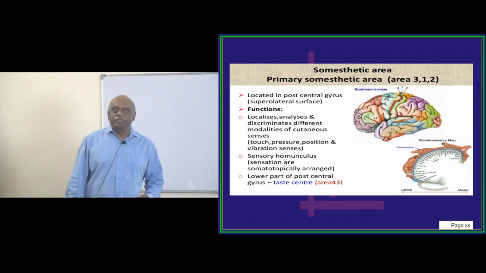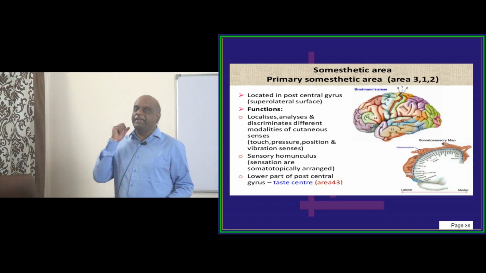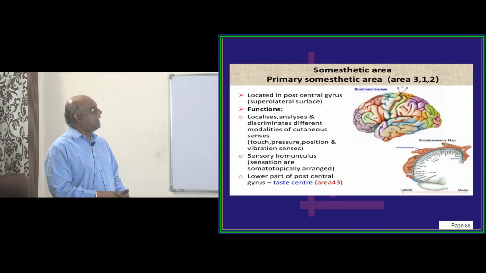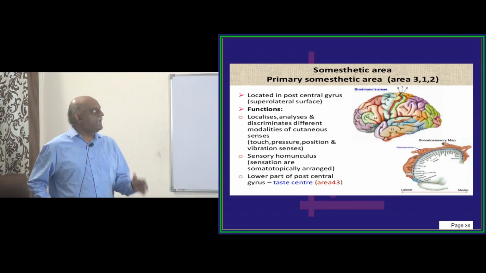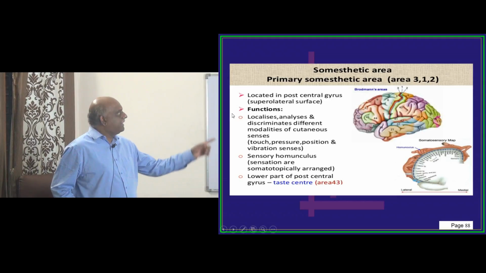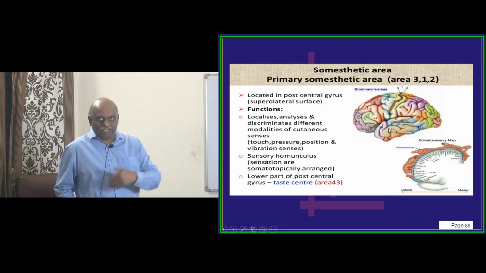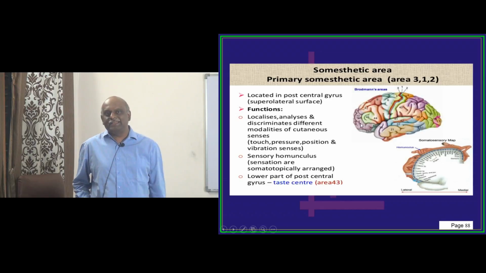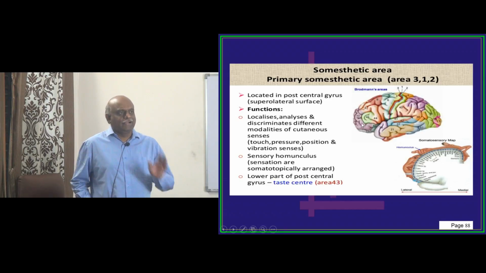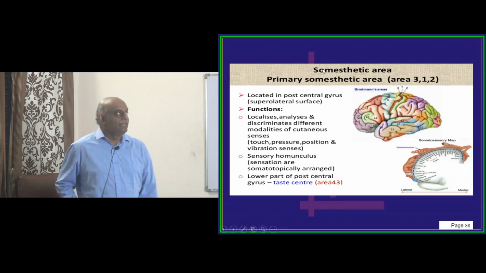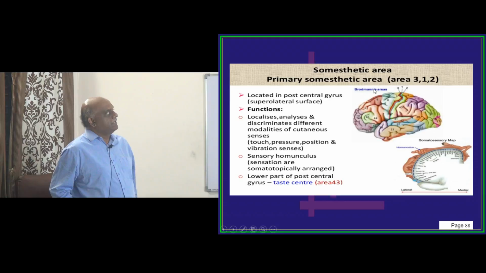Now, let us first talk about somesthetic area. Area 3, 1, 2 are basically somesthetic area hota hai. It is in the post-central gyrus and it localizes, analyzes, discriminates between the various modalities of cutaneous senses. Heat ko heat ke jaise, pain ko pain ke jaise, touch ko touch ke jaise. Why are you able to perceive and feel the modalities? Because of this primary somesthetic area.